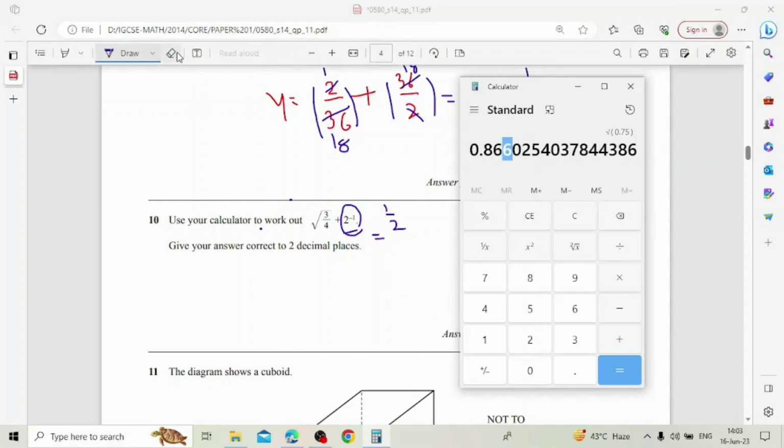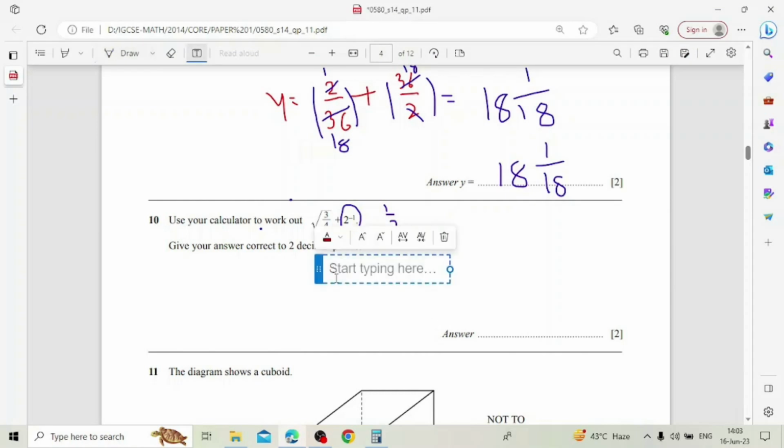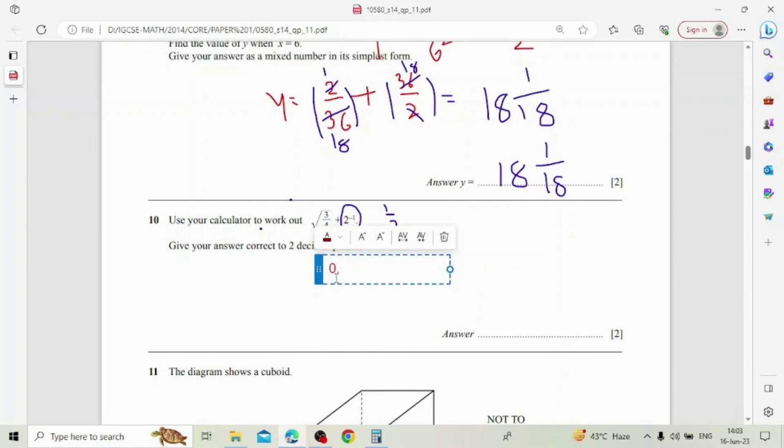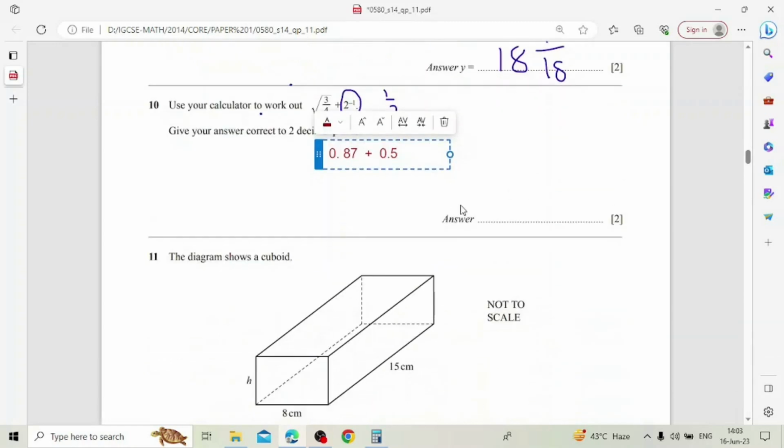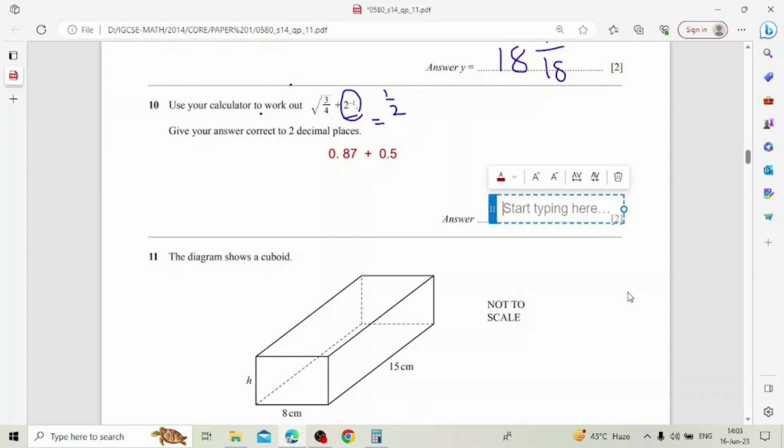Okay, now let me take that. So here is my first number, 0.87. Okay, I need another one now. Here another one, 1 over 2. 1 over 2 is nothing but 0.5. Now, what's the total number over there? The total number is 1.37. As per the calculator, this is the answer.